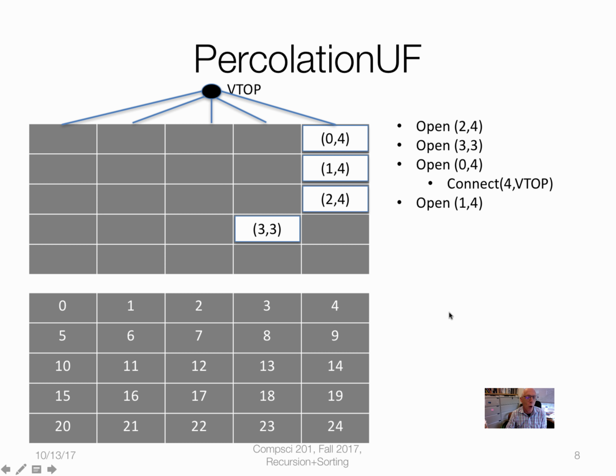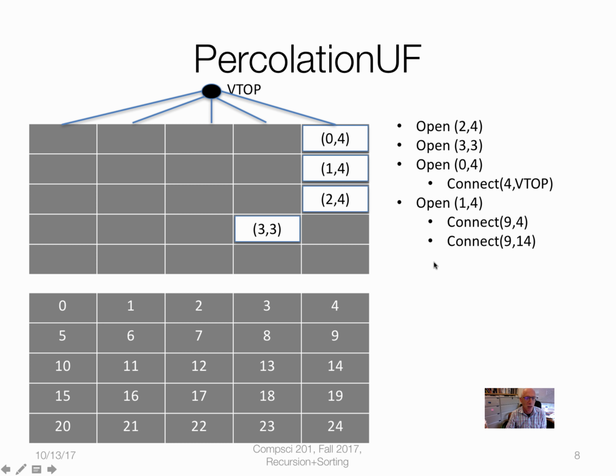Let's see what happens when I open 1, 4. Now, 1, 4 is adjacent to open cells. Unlike in PercolationDFS, in the union find version, when you open a cell, you check its neighbors, and if one is open, you union them into the same group. So 1, 4 does not use any recursion in determining that it's adjacent to 0, 4, so I'm going to connect 9 with 4. I can see that by knowing that 1, 4 is 9 and 0, 4 is 4. Again, I'm using my getIndex helper method to do that. But 2, 4 is also open, so I'm going to connect 9 with 14. Remember, this isn't recursive. I opened 1, 4, which is 9, so I simply connect it to its open neighbors.